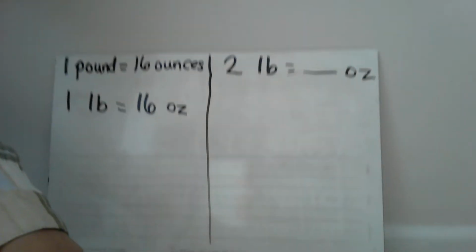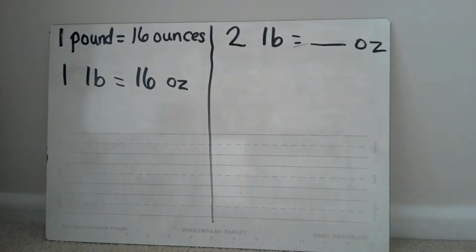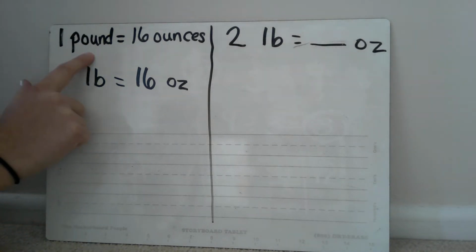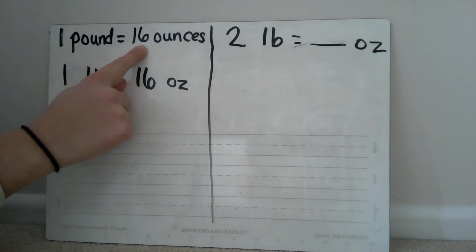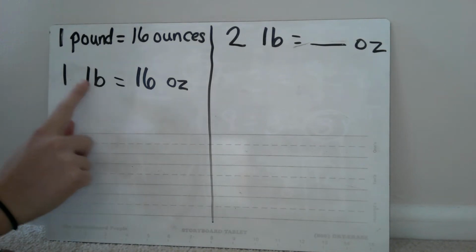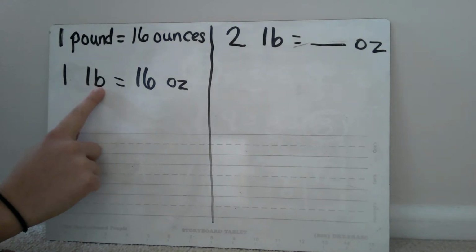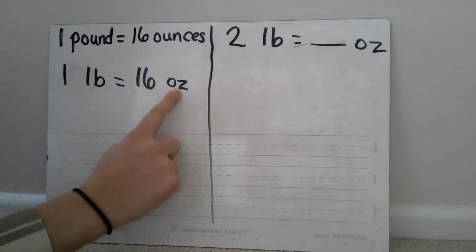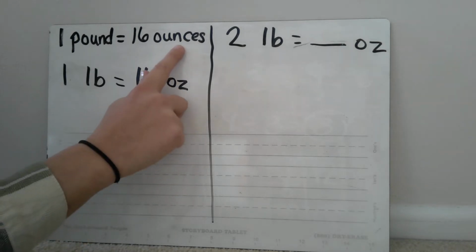Let's take a look at the first problem. Using my conversion chart, which you guys have in your Chapter 12 resources, I found that 1 pound is equal to 16 ounces. Now, in your journals, you might see it written like this, 1 lb. lb stands for pounds. When you're writing lb, you want to write it as a lowercase l and a lowercase b. And then you'll see 16 oz. It's a lowercase o and a lowercase z, and that stands for ounces.